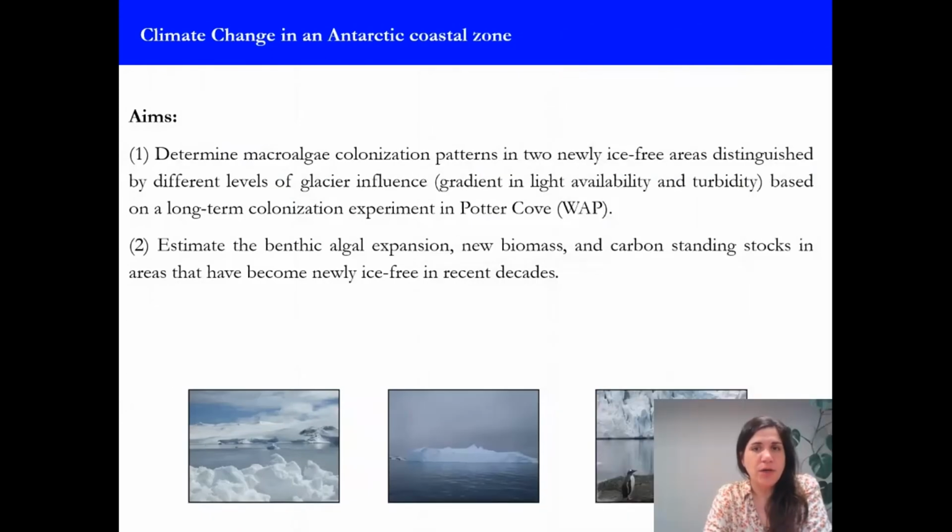So in this study, we have two aims. To determine the macroalgal colonization patterns in two newly ice-free areas, which are distinguished by different levels of glacial influence, which is a gradient of light availability and turbidity. And the other aim is to estimate the benthic algal expansion, the new biomass and carbon standing stock in areas that have become newly free in recent decades.